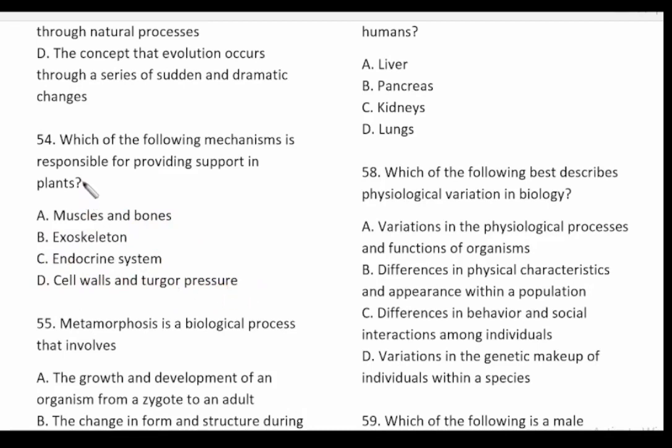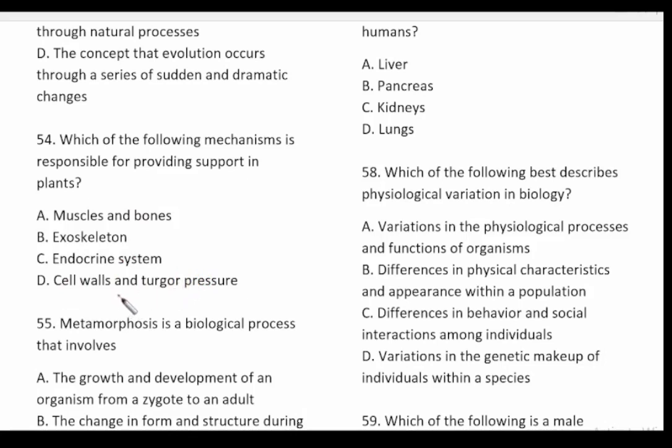We have talked about supporting tissues in animals. This question is for those in plants. So it is definitely not muscles and bones. It is not the exoskeleton, nor is it the endocrine system. Endocrine systems are systems that help in the production of hormones. So it is not any of these three here. It is the cell walls and the sugar pressure.